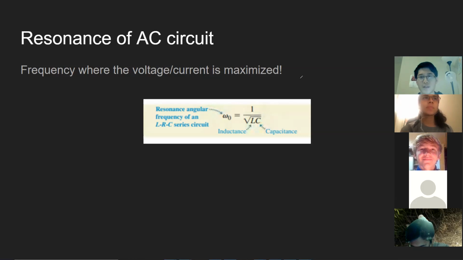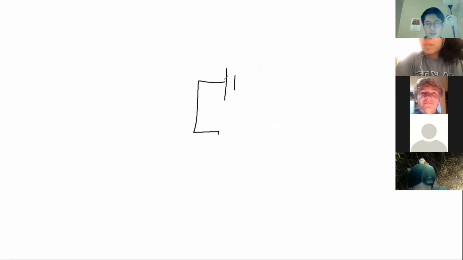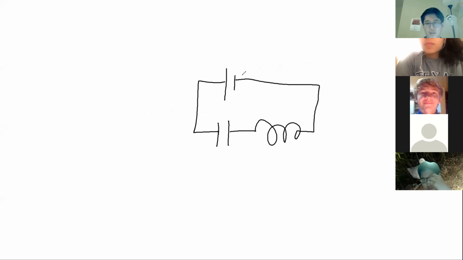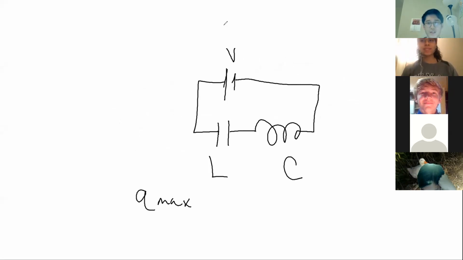Okay, here, let me get a whiteboard. So basically, you have a DC voltage, and then you have an inductor and a capacitor. You're given the inductance, the capacitance, and the voltage, and you're asked for the max charge on the capacitor. Oh wait, I drew this backwards. This should be C, and this should be on the capacitor.